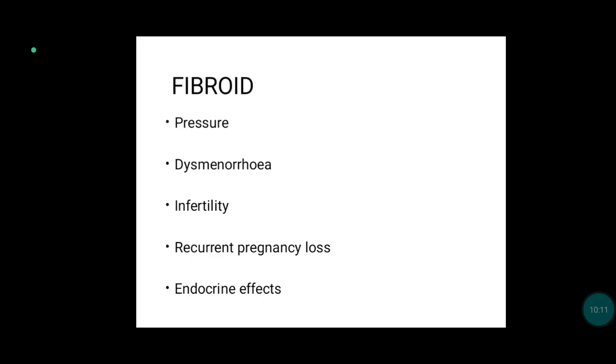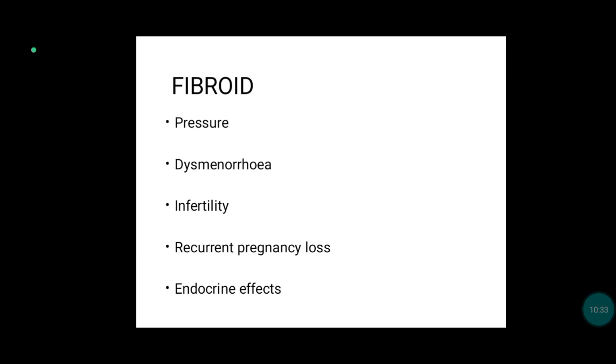The next symptom will be pressure. If there is pressure due to fibroid, mostly it will be urinary. The patient will present with urinary symptoms. If there is an anterior wall fibroid, there will be an increase in frequency of urine. If there is a posterior wall fibroid, there will be acute retention of urine.